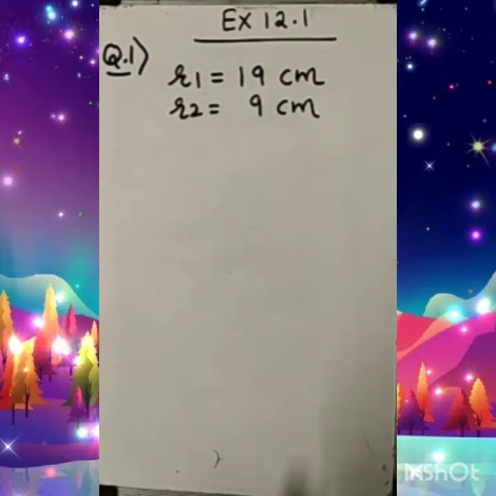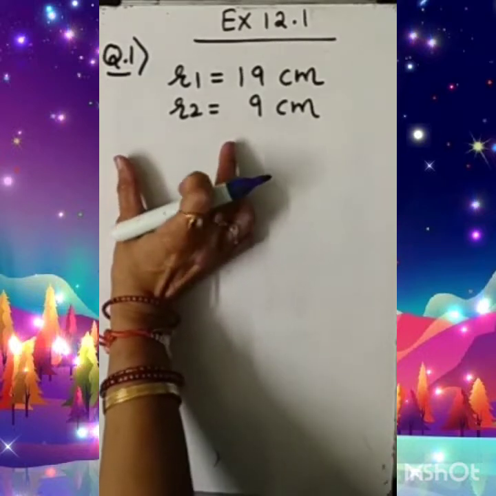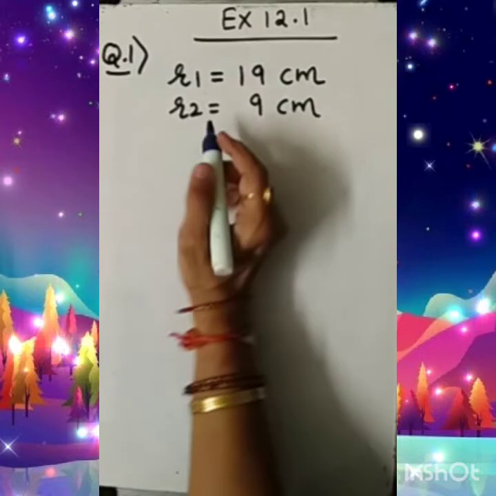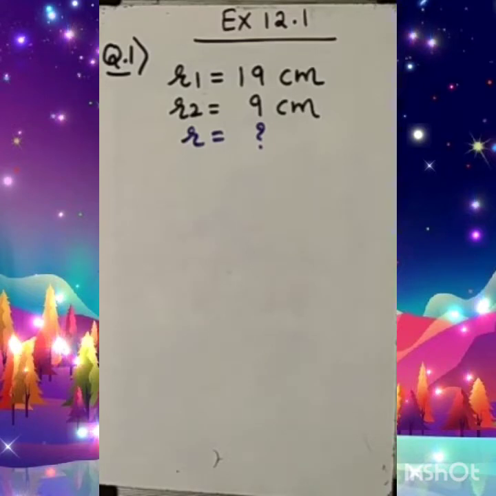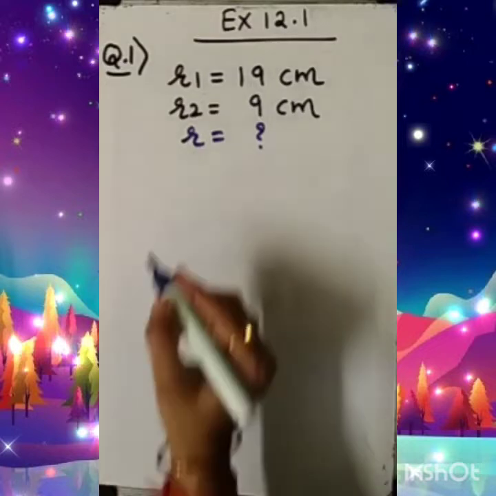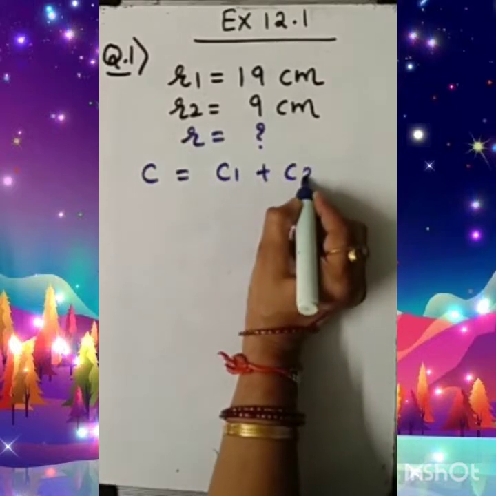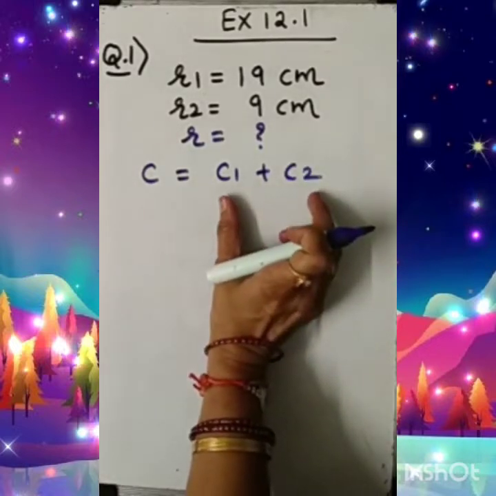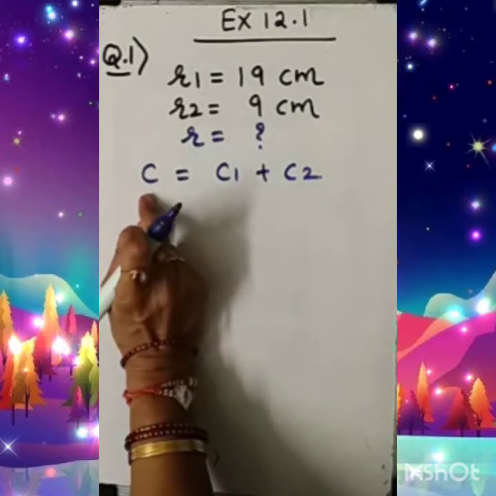We need to find the radius of the circle which has circumference equal to the sum. Now circumference means the new circle we are forming. So the circumference of the new circle, its radius R we have to find. Okay. So what is the condition? C equal to C1 plus C2. If we add the circumferences of these two circles, then we will have the circumference of the new circle.